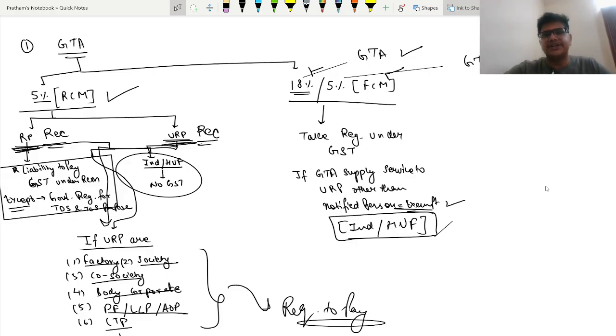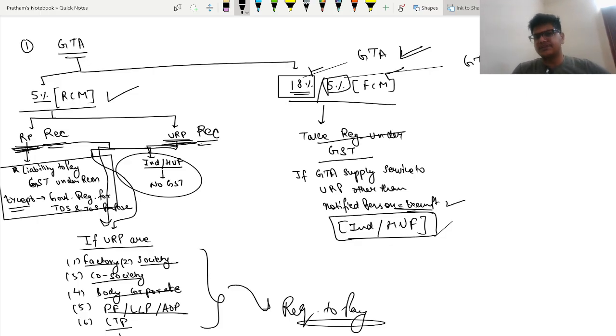If such a GTA takes 18%, he will get the ITC of the inputs that he has bought. But if he opts for 5% under a forward charge, then ITC cannot be taken for the inputs. Now again, that is clear.